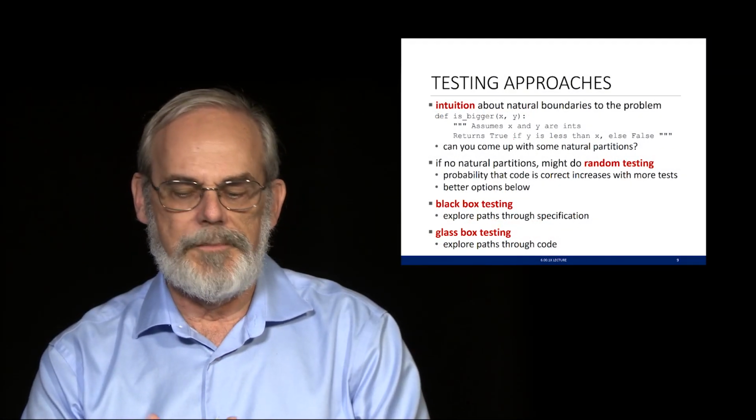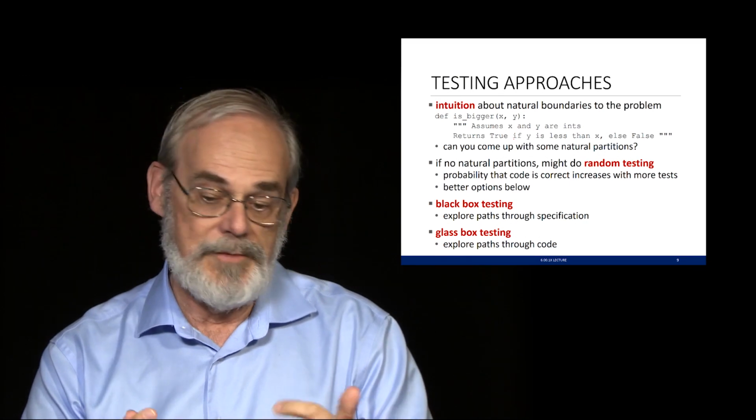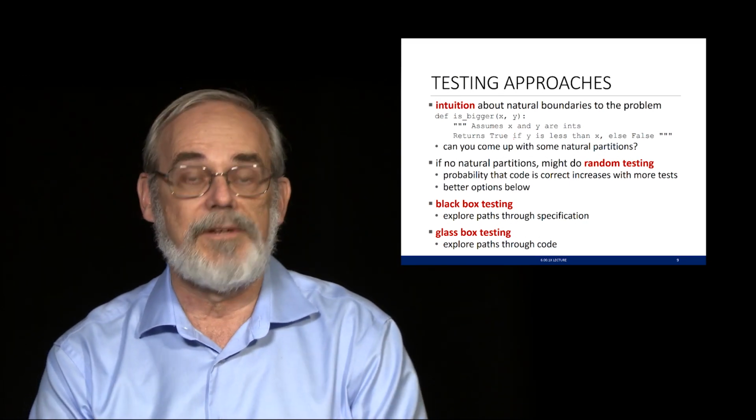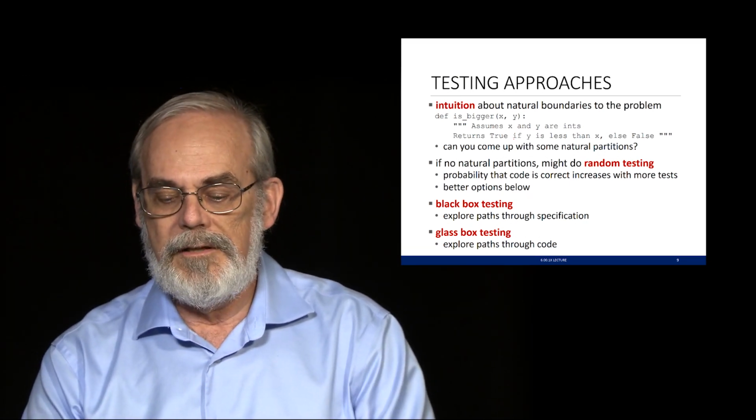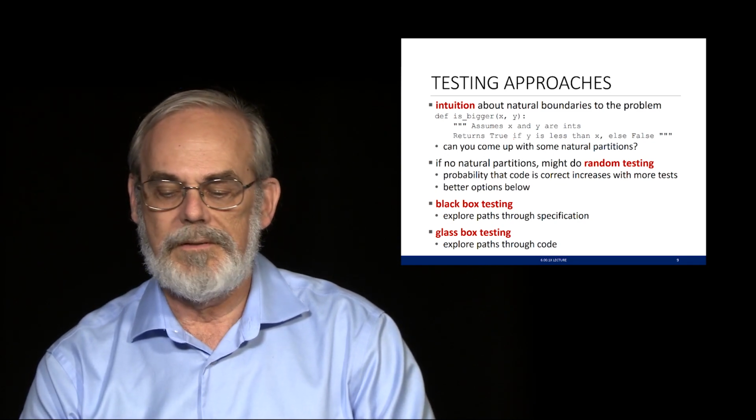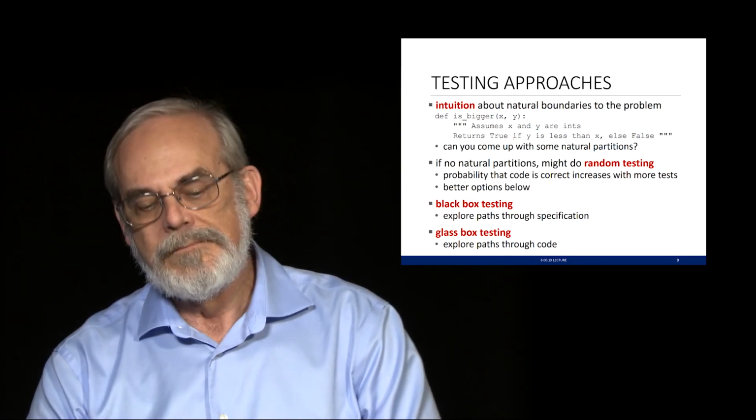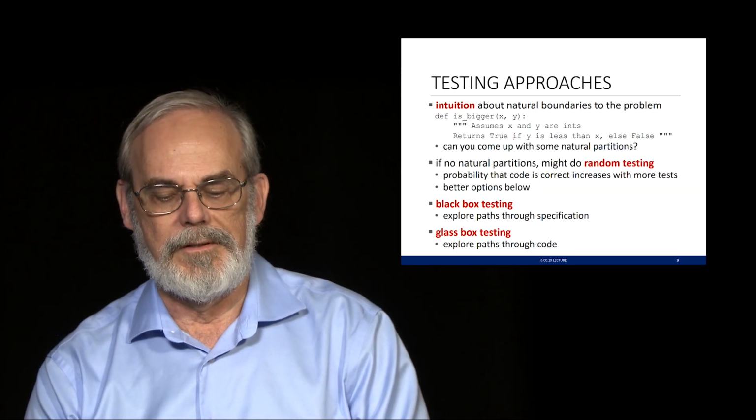If there is no natural partition, and I'll come back to that in a second, you might just do random testing. Just pick things at random. And the probability that the code is correct increases with the more tests you can run. Those are certainly possible ways of dealing with it.